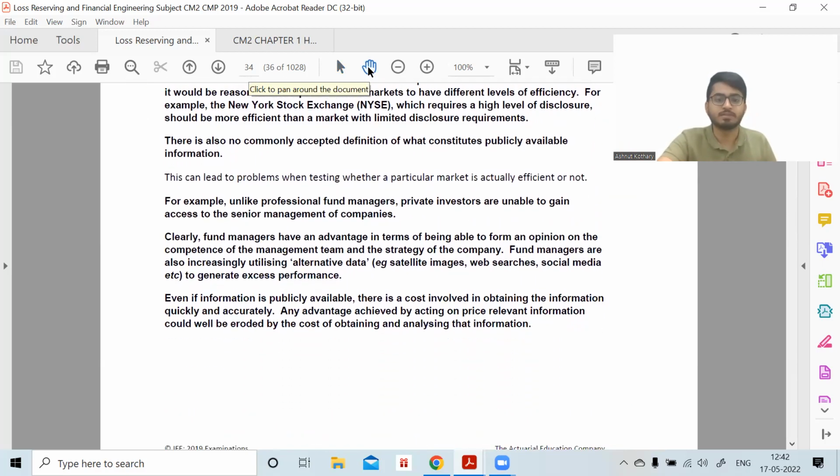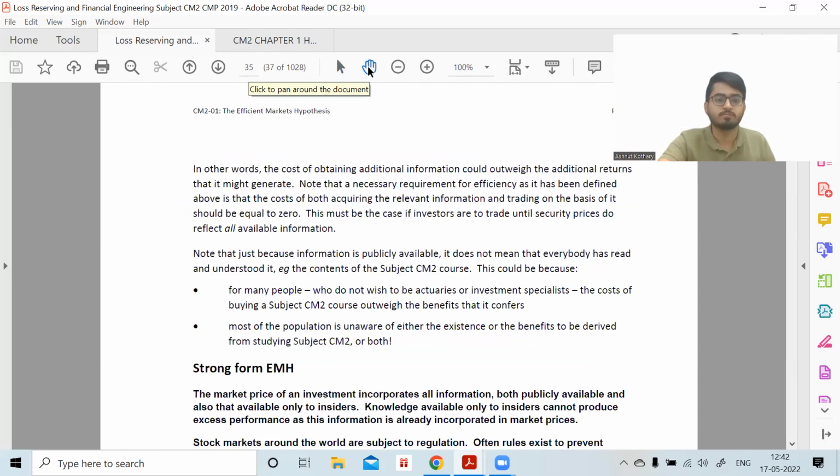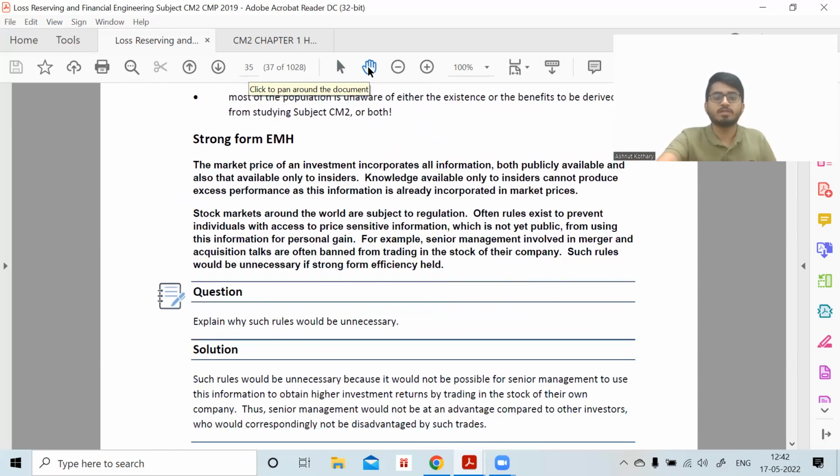Next, what we have is strong form EMH. The market price of an investment incorporates all information, both publicly available and also that available only to insiders. Knowledge available only to insiders cannot produce excess performance, as this information is already incorporated in the market prices. If a particular market is strong form EMH, then even resorting to insider trading will not help you to generate higher risk adjusted returns.